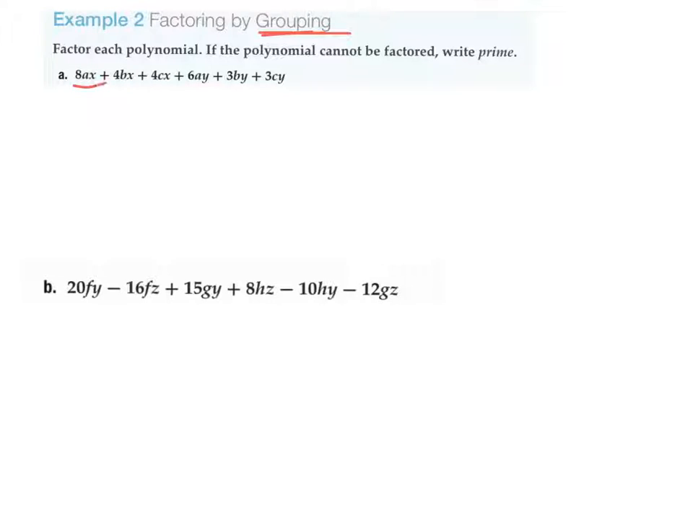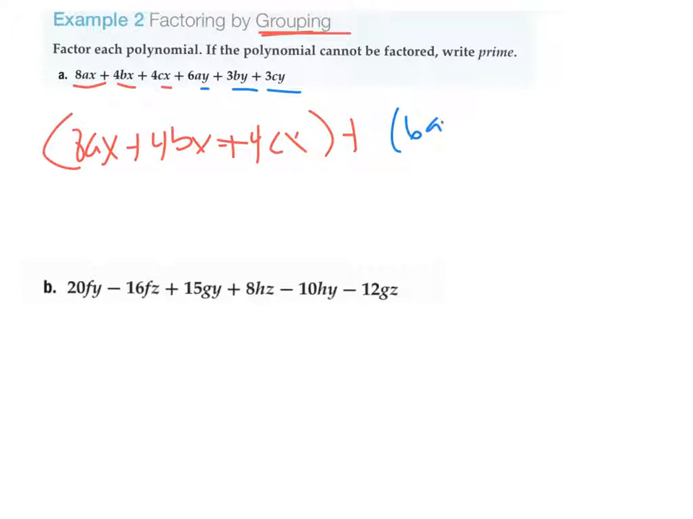So if you look at this term and this term, and then you look at this term and this term, we have the same letter in those 3 in red and those 3 in blue. So the ones in red I'm going to group: 8x plus 4bx plus 4cx. And then I'm going to group the 6ay plus 3by plus 3cy.